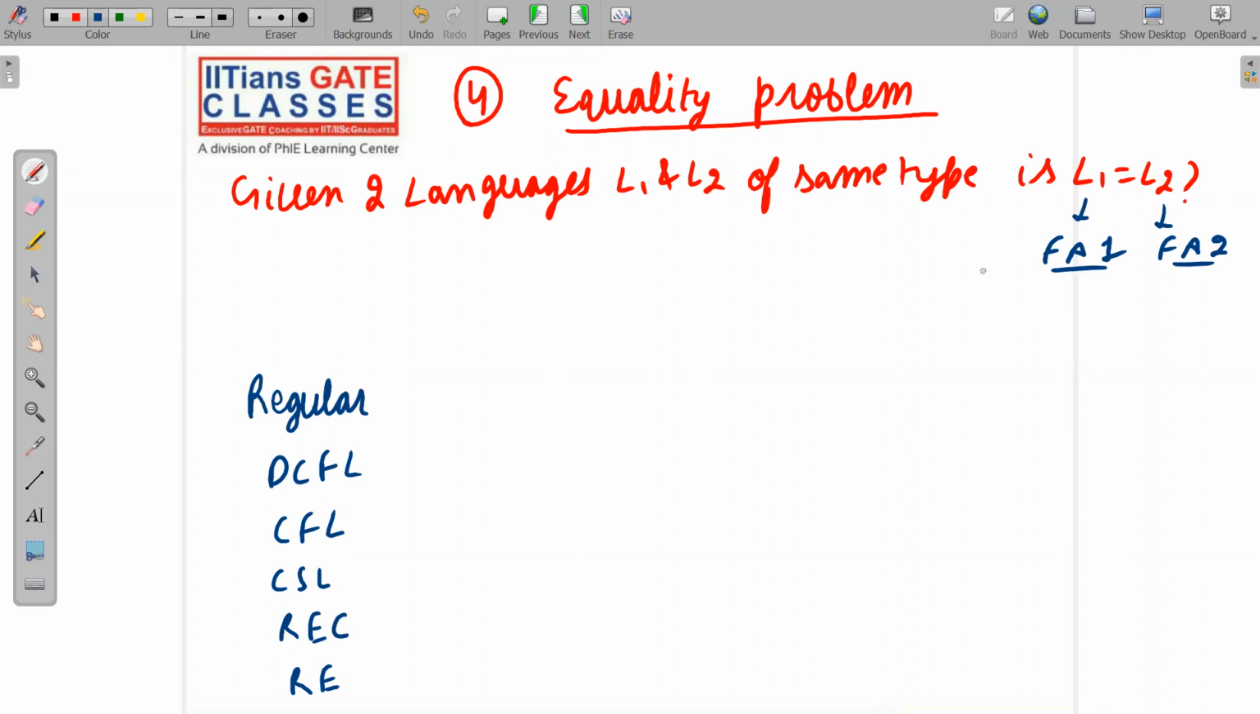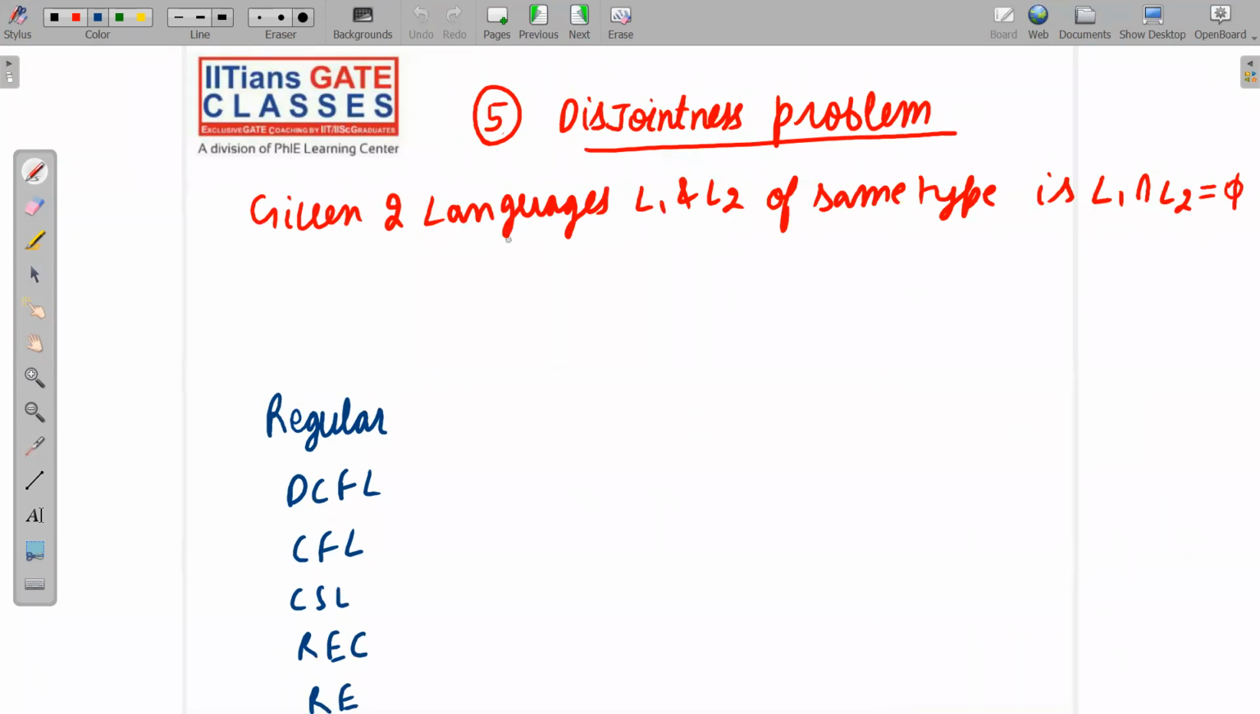Okay, so this is the equality problem, and you have to remember that for the equality problem, regular and DCFL are both decidable. For the rest, it is undecidable. Next is the disjointness problem. Again, the same type of problem. Given two languages L1 and L2 of the same type, is L1 intersection L2 empty?